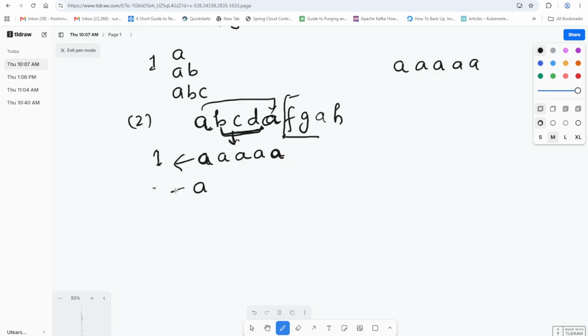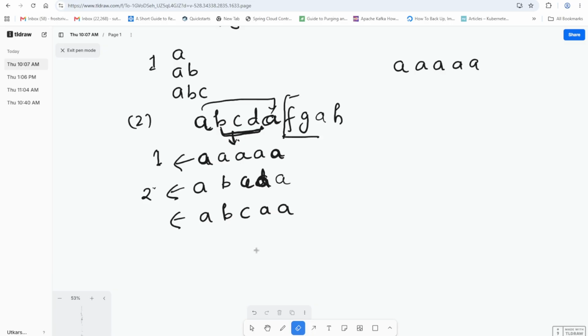So in the second stroke, we will print B, C, D, A. Sorry, this will be A only. Now again, in the third we will print C and this will be A.